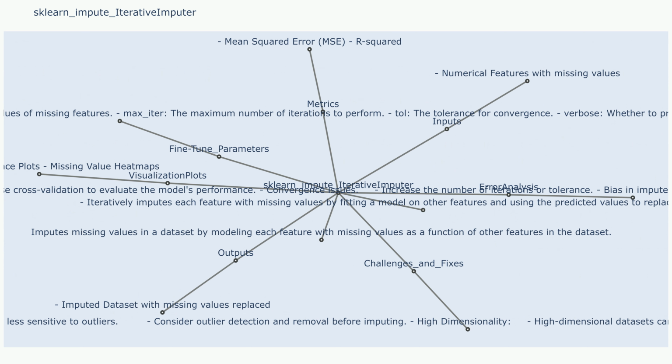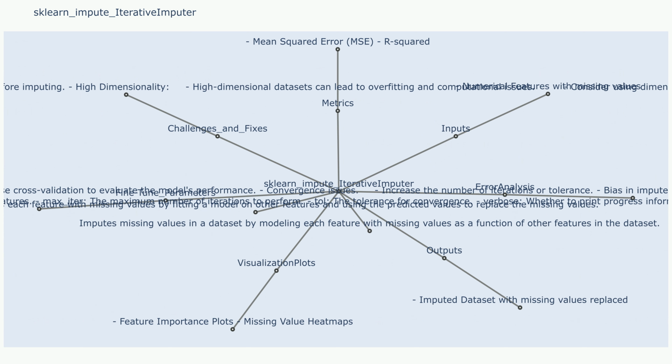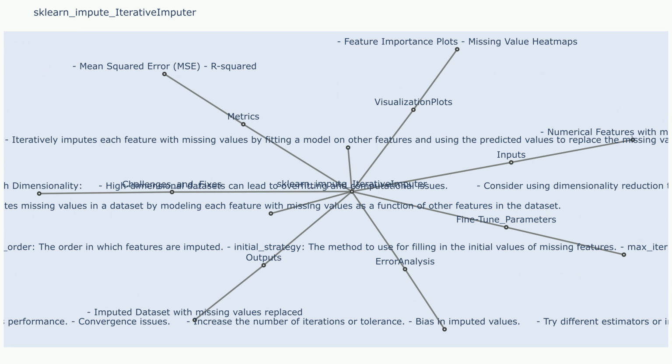Convergence. The iterative process continues until a specified convergence criterion is met. This criterion could be based on the number of iterations or the change in imputed values between iterations. Metrics. Mean absolute error measures the average absolute difference between the imputed values and the true values, if available. Root mean squared error, RMSE, measures the average squared difference between the imputed values and the true values.